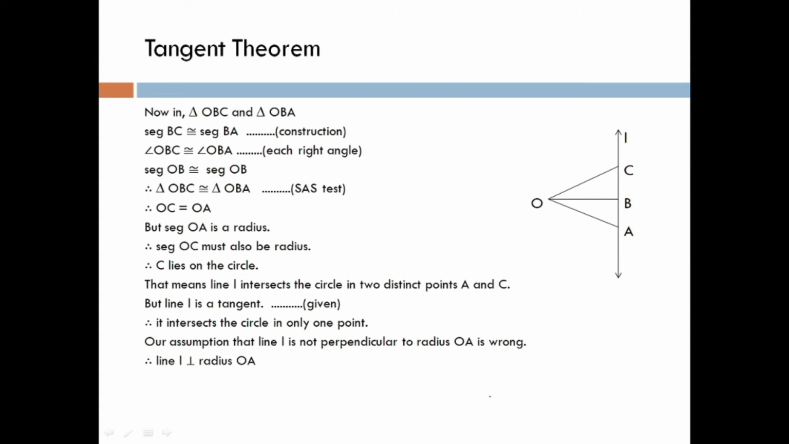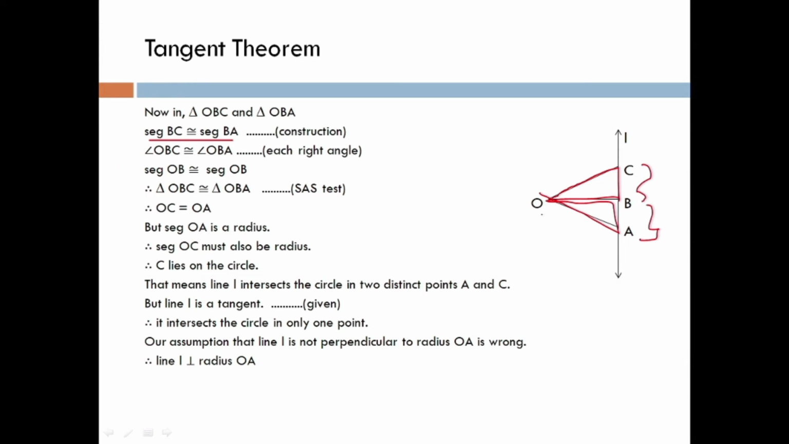Now here the proof starts of this theorem. First we need to prove these two triangles which are formed similar, that is OBC and OBA. So these are the two triangles, we need to prove them similar. Now for proving them similar, we know that these two segments, that is BC and BA, are equal from the construction, right? We know this thing. So we can say that segment BC is congruent to segment BA by the construction.